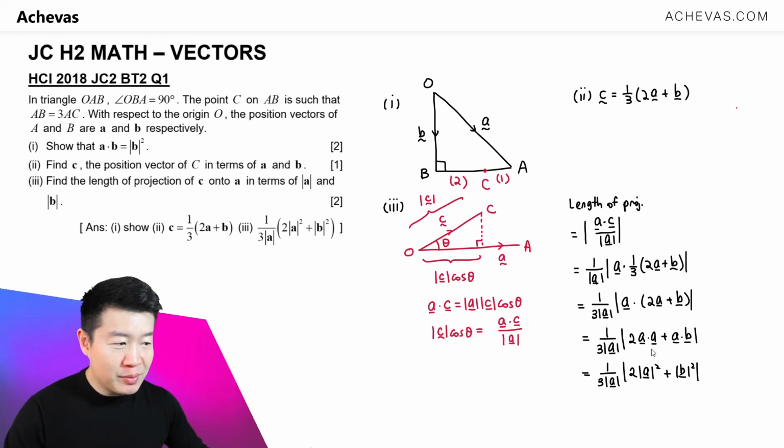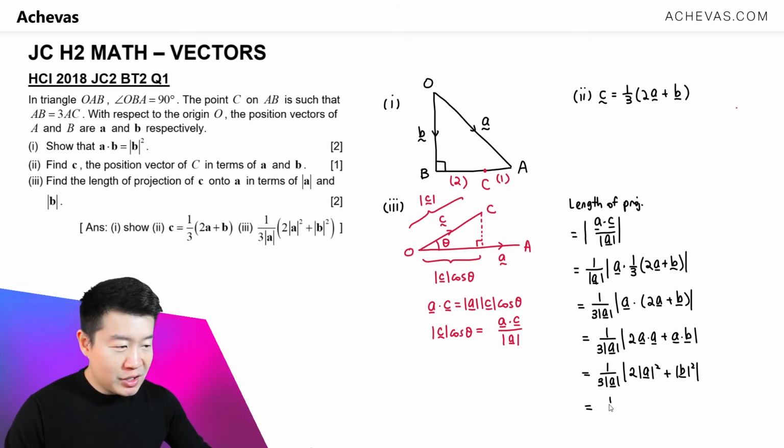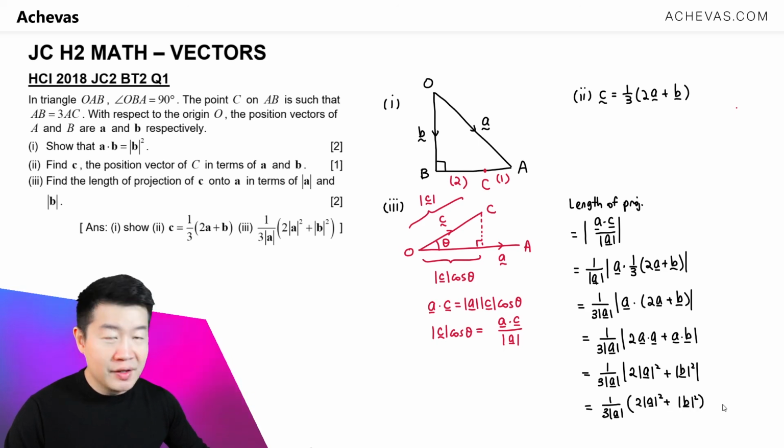And one small touch up to this expression is that the expression within this modulus is a positive number, because 2 modulus of A squared is positive, and modulus of B squared is also positive. So I'm going to touch up this expression by re-expressing it with just the normal curved bracket, since the modulus doesn't make a difference. So my final answer is going to be this, with modulus of A squared and modulus of B squared within the curved bracket.